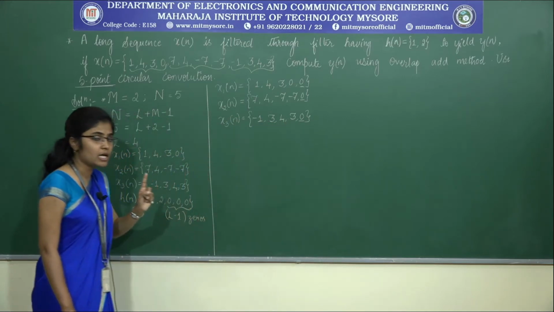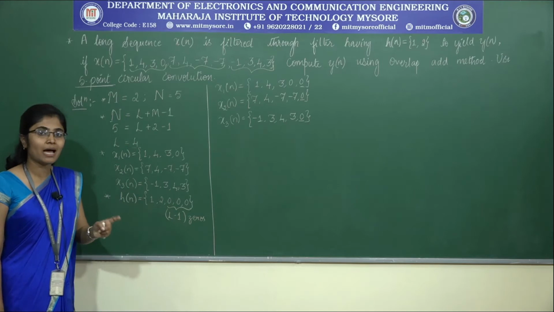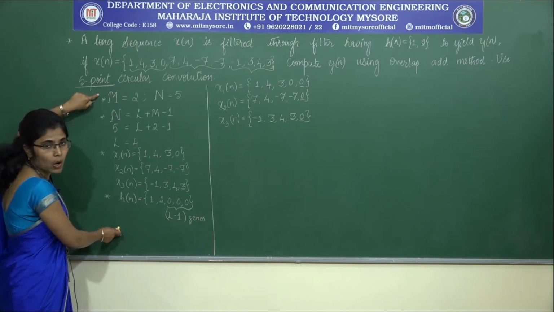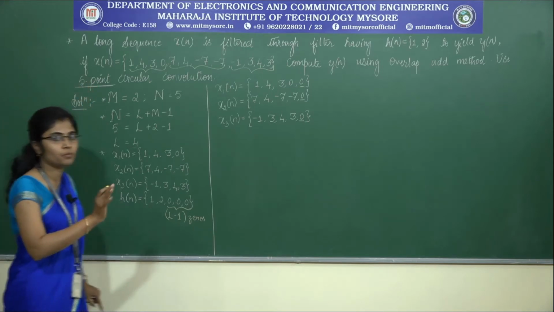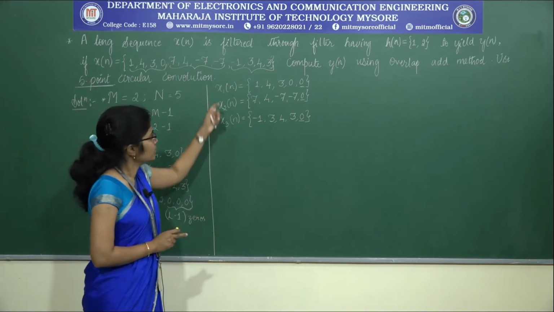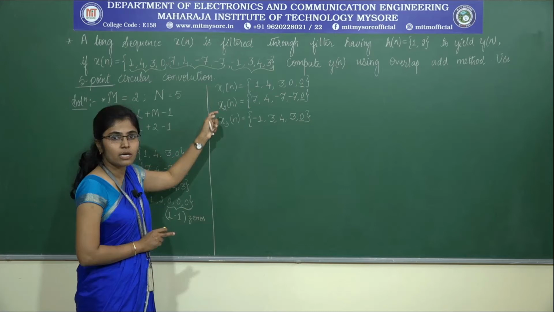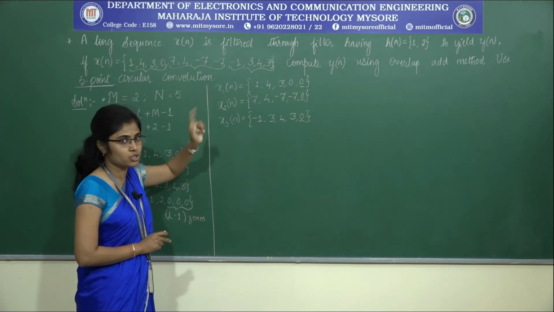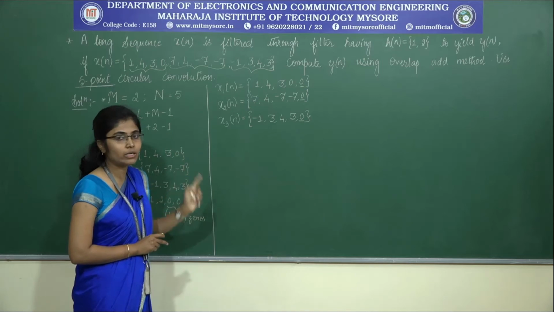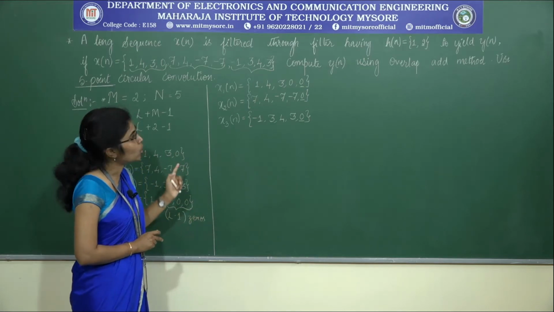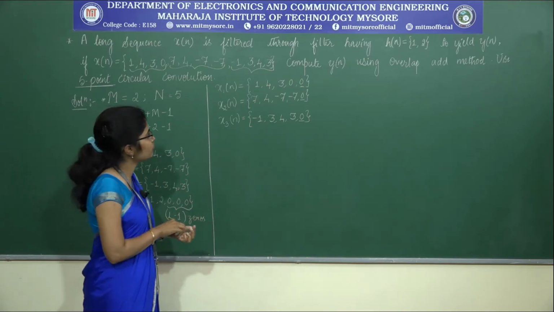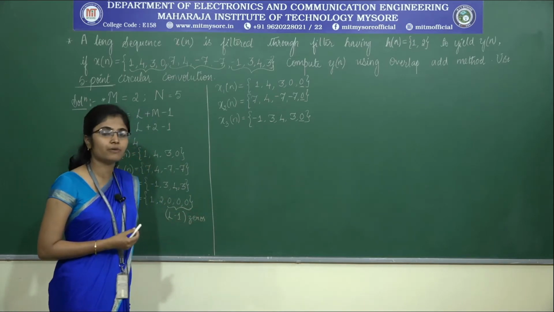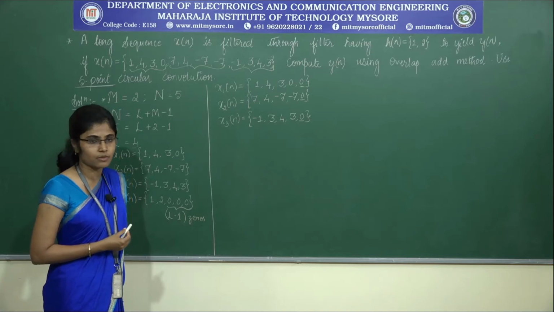Keep one thing in mind, the procedure for overlap add and overlap save are the same until this step. All the steps are common for both the methods, but appending zeros and dividing the values of input for both are changed. Keep that in mind, don't get confused between overlap add and overlap save. So now we are ready with the subsequences as well as h of n. Now let us try to find out y of n using circular convolution.